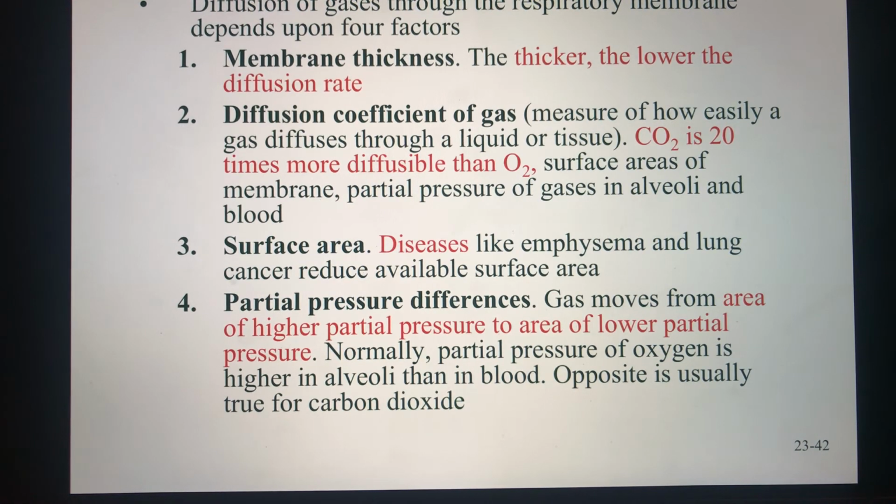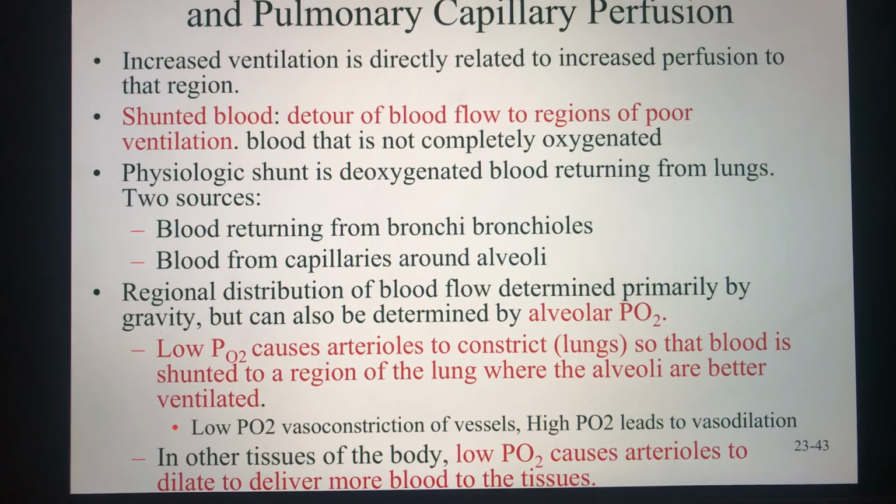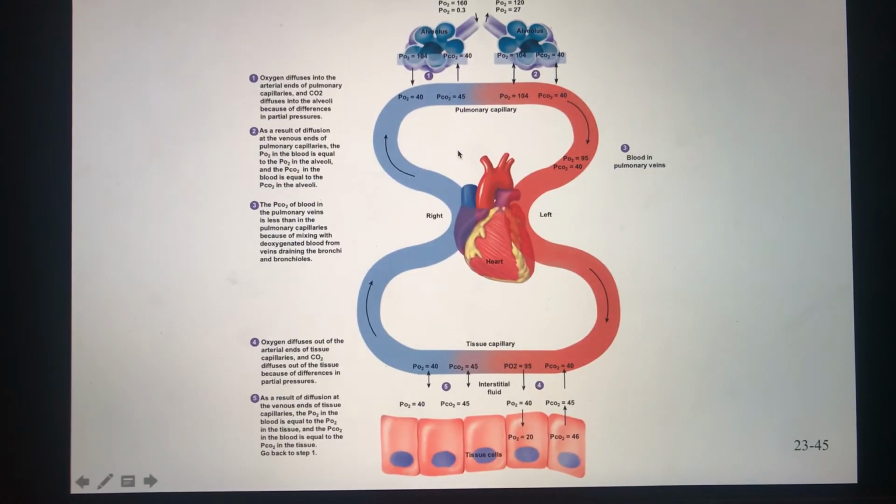And then partial pressure differences. Gas always moves from an area of higher pressure to an area of lower pressure. And what we're going to see is this right here. As we go into the lung, the oxygen in our blood is going to have a PO2 of 40. Well, that's pretty low. Why? Because that blood has just gone through our tissues. Those red blood cells have given about 30% of their oxygen away to the tissues. It makes sense. The oxygen's been given away, so you have less oxygen in the blood.